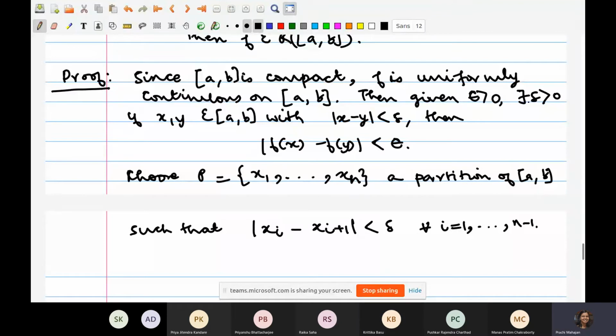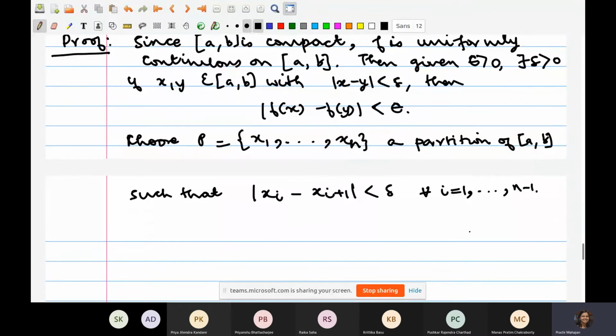You fix delta first, and then x1 is the point A. You choose the next point x2 such that the distance between x1 and x2 is at most delta, and you do that iteratively to get to the endpoint B. And this can be done in finitely many steps. So what is the whole point of choosing this? What is it that we want to do?